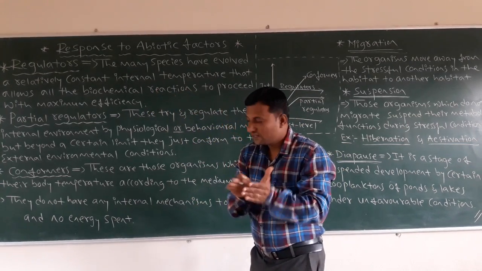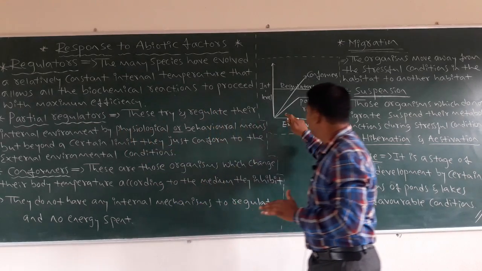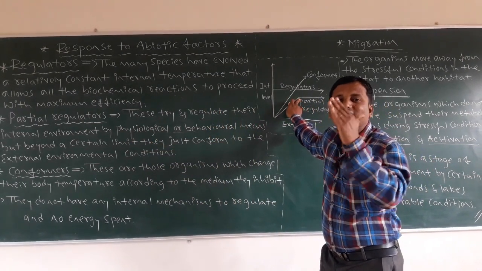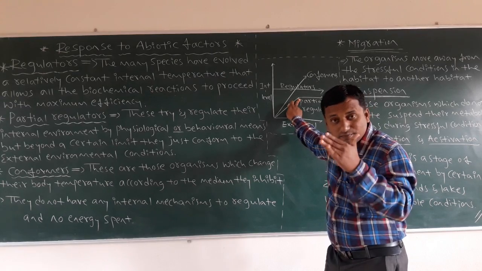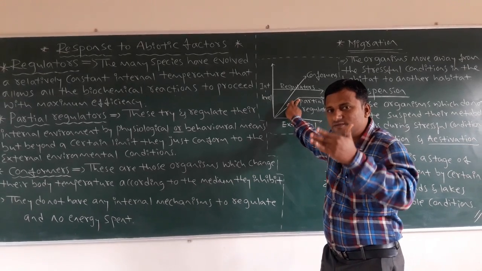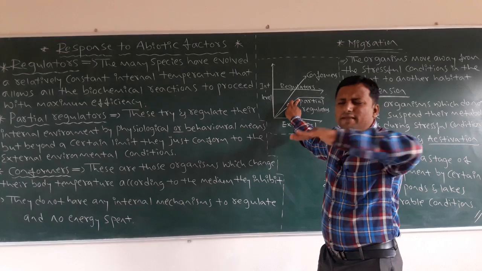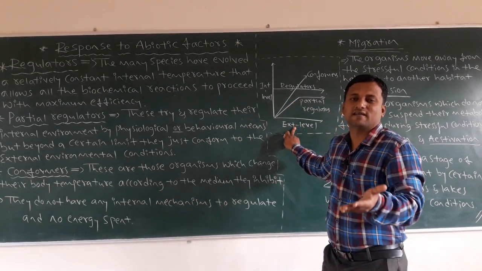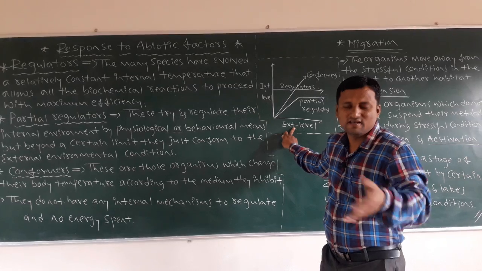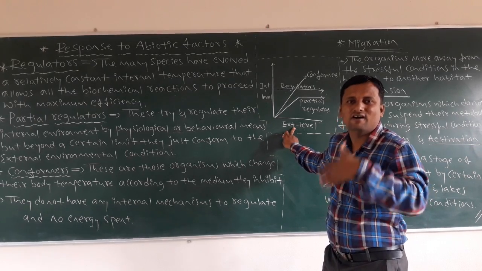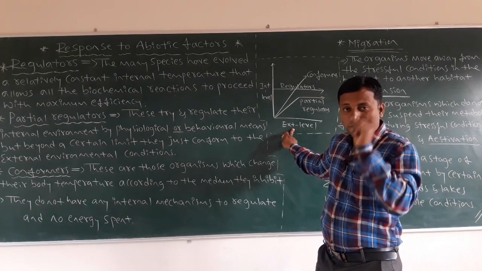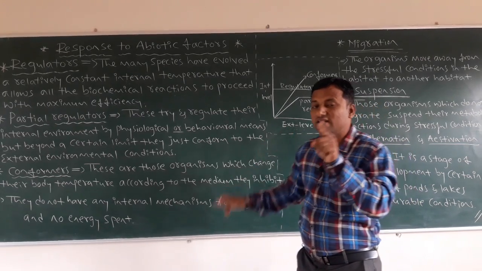Then come to the next one, partial regulators. Partial means 50%, half. These organisms respond only up to some extent to the external level conditions, such as temperature, water, heat, soil or any other abiotic factors. They respond only up to their limit.